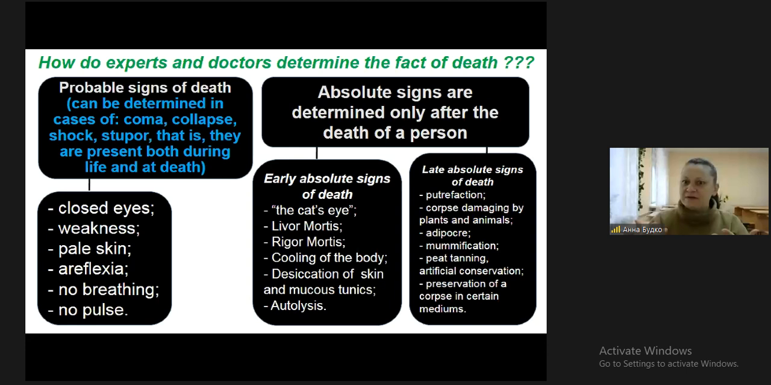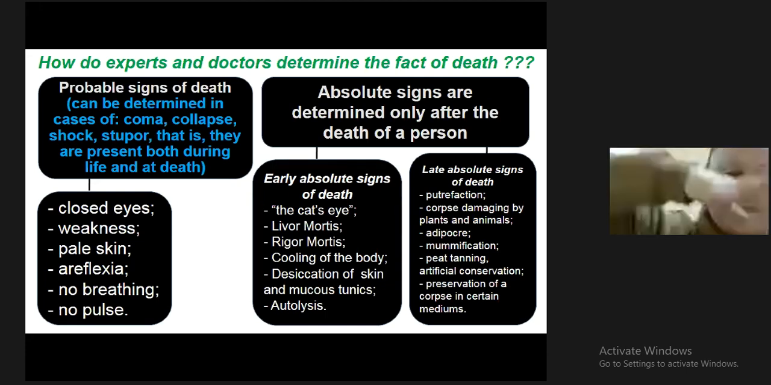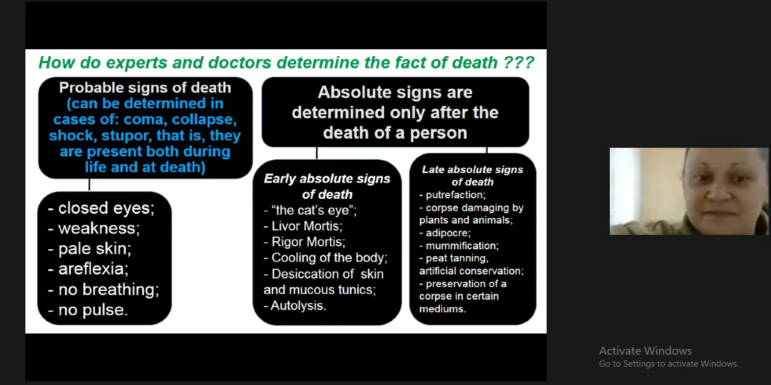Because an absolute sign you can see only after death. And the next probable sign, pale skin. Now my skin is pale because on the street it is spring, vitaminosis. It may also be a sign of anemia, no problem. Next, areflexia. All reflexes decreased, a very critical decrease. Next, no breathing and no pulse.